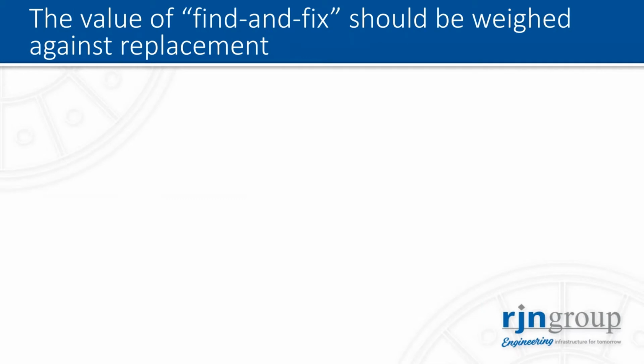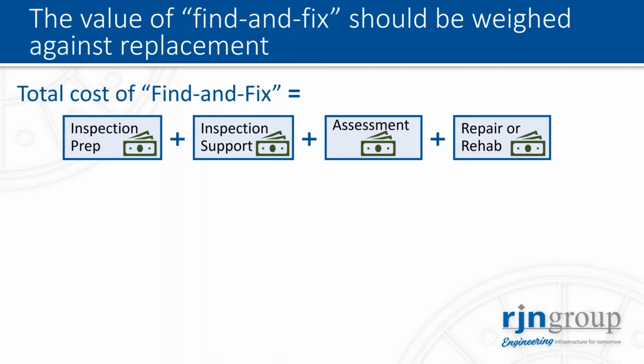So it's important that we think about the value of what we call the find and fix approach. We weigh that value against replacement. So when I say find and fix, that presumes that we're going to look at the total cost of the find and fix approach, which is finding the defects, whether we're finding them from the outside or the inside, and then we're following up with the repair or the rehabilitation after we find it. So that total cost should be weighed against just a straight replacement of the pipe. So when I say total cost, it includes 4 different elements of the find and fix process.